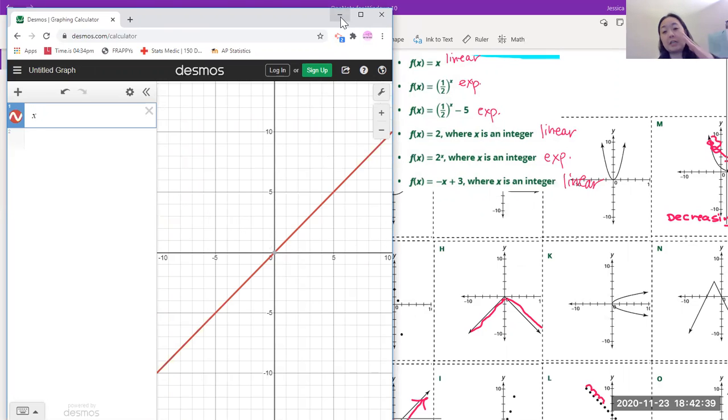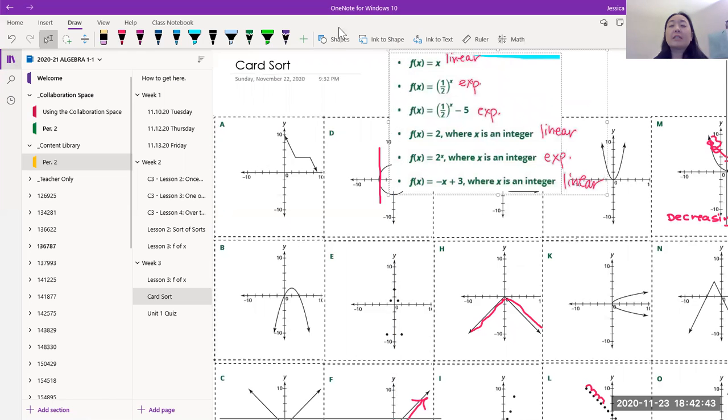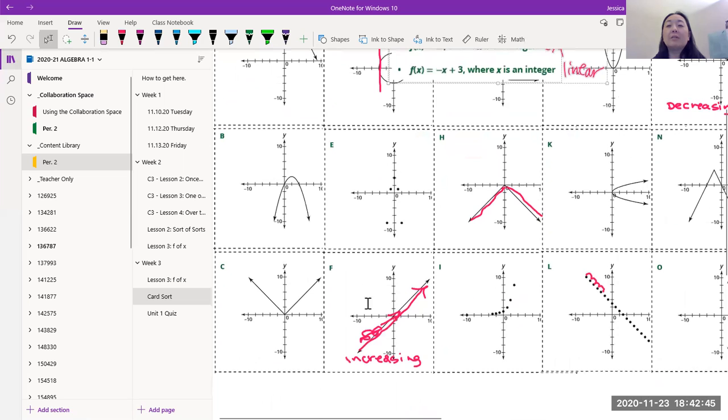And it's increasing, right? Because we're going from left to right, it is increasing. So let's take a look. Which one is that like? Ooh, look, that's got to be this one. So we'll write this down in blue, and we'll say this is f of x is equal to x.